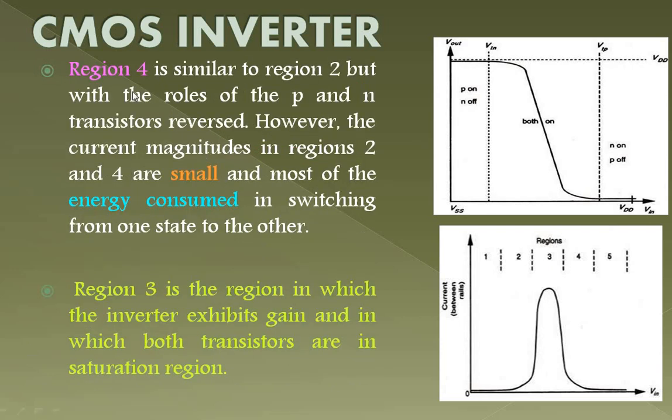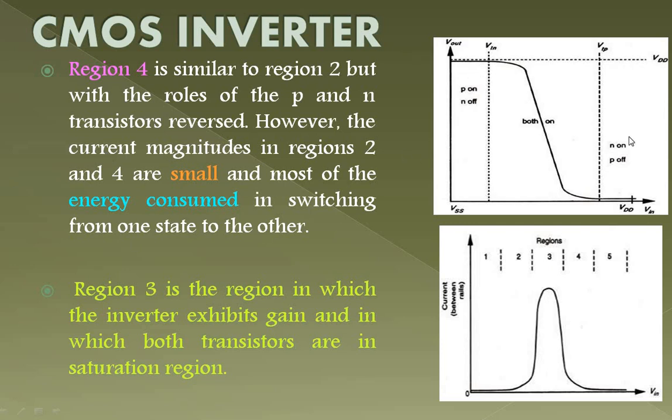Now see, region 4, as I have already said, is similar to region 2, but with the roles of the P and N transistors reversed. Here we are giving a voltage which exceeds the threshold voltage of the P transistor, where N will be conducting with a small current. So regions 2 and 4 will be similar. However, the current magnitudes in regions 2 and 4 are small, and most of the energy will be consumed in switching from one state to another. So this is a drawback over there.